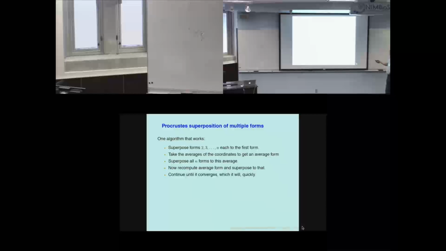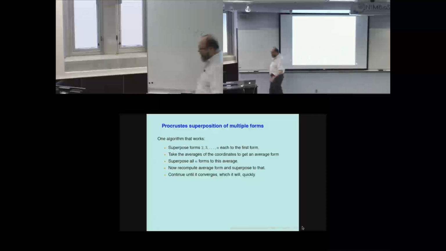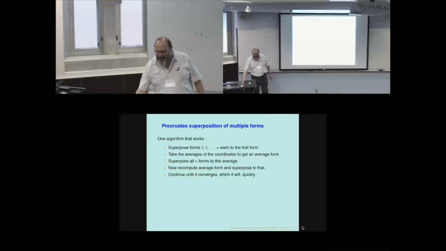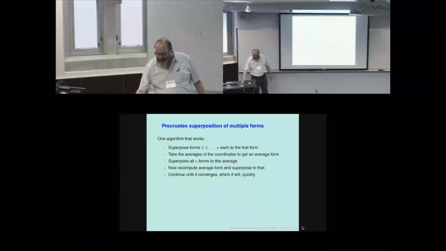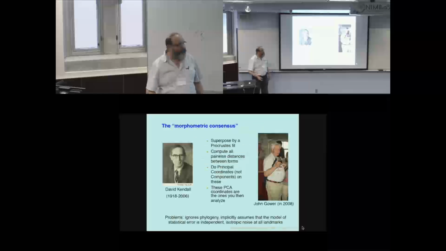However, notice it doesn't use the phylogeny at all. It just treats the specimens as if they are IID. It also makes some implicit assumptions about statistical noise. Right now, this just seems to be geometry. Statistics is sort of not there. But the morphometric consensus starts with the generalized Procrustes analysis, the GPA.